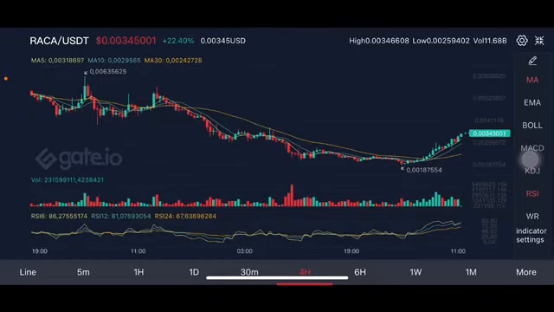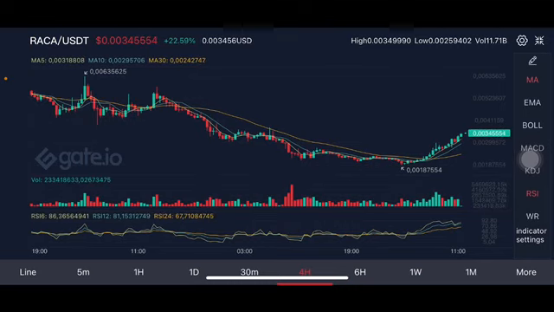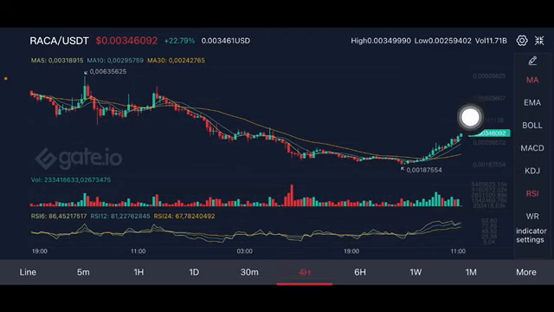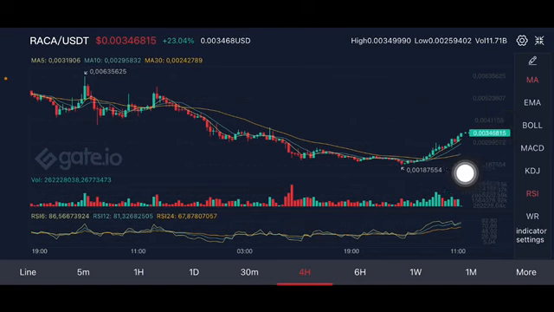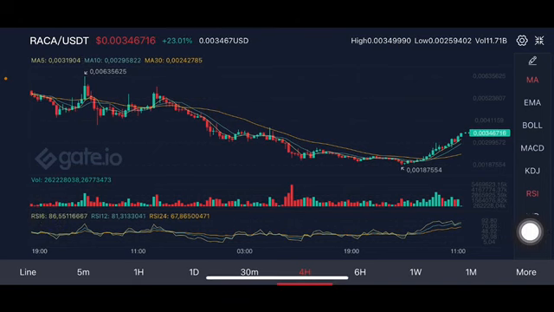Now I'm gonna talk about Raca price prediction. So it's already broken out on the Raca per USDT pair here, going up already from the downtrend, rebounding already in here. So congratulations to all of you that entered at these prices. As for the stochastic, it's already in a little bit of an overbought position.